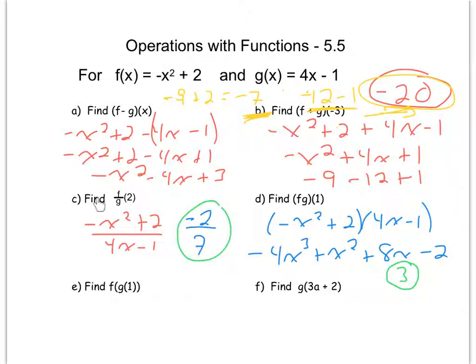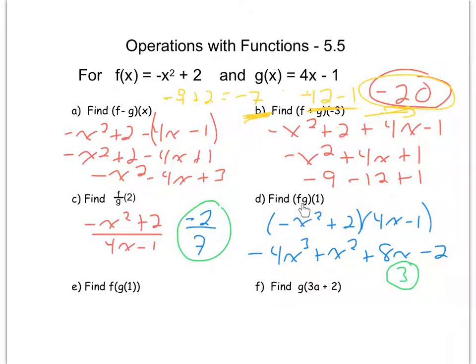The next one, f divided by g of 2. Here's f of x, here's g of x, there's f divided by g of x. Just plug in the 2. Negative 2 squared, 2 squared is 4. Negative 4 plus 2 is negative 2. 4 times 2 is 8. 8 minus 1 is 7, so this is just negative 2 sevenths.